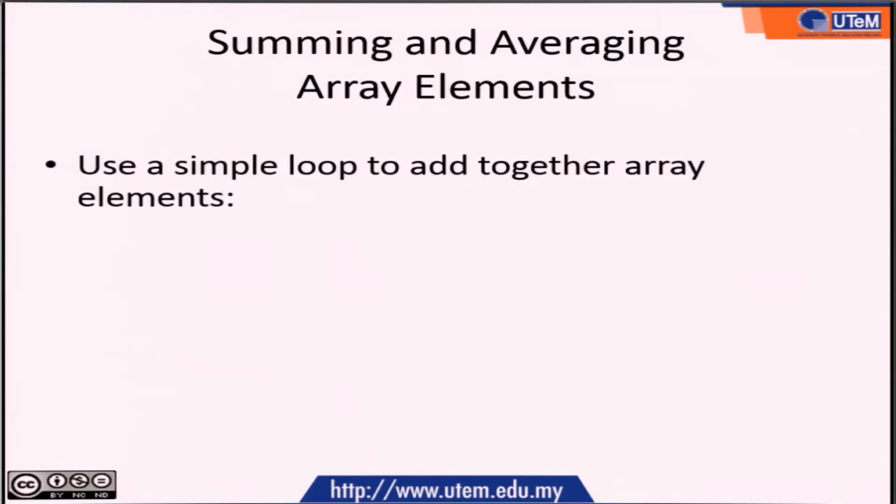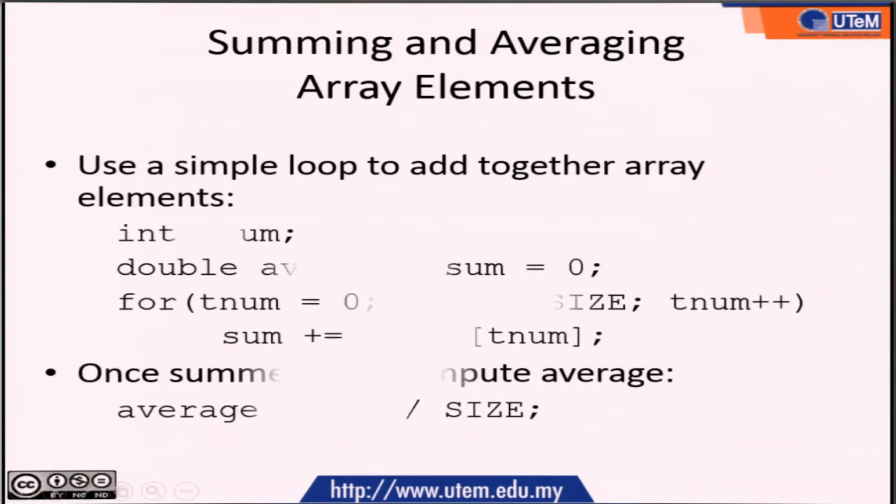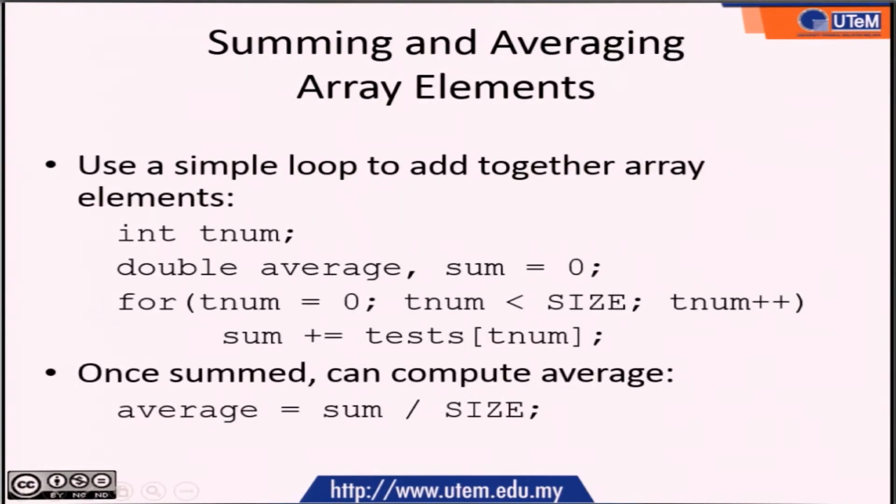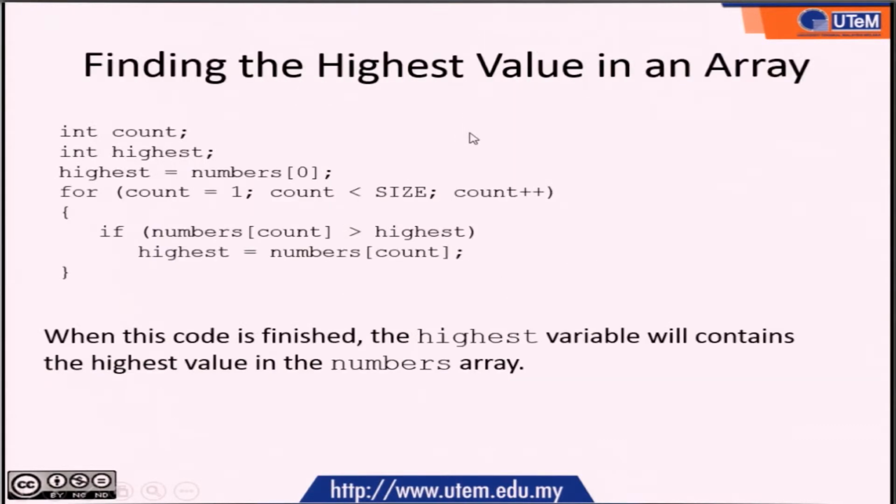For summing and averaging the elements in an array, a for loop can be used. First, we can initialize variable sum with 0, then in every loop to access each element we can write sum equal to sum plus test. For each element, we can compute the average after completing the sum.